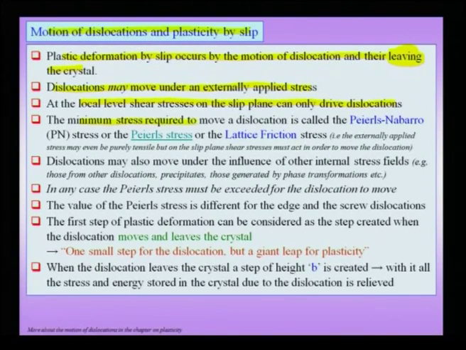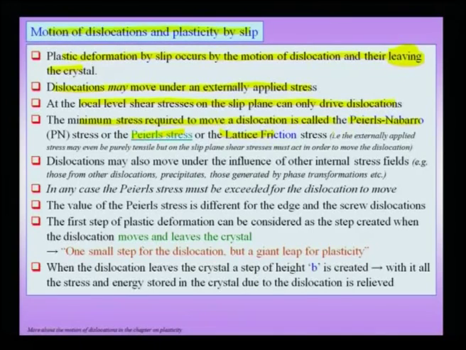The minimum stress required to move a dislocation is called the Peierls-Nabarro stress, or in some other contexts it is also called the Peierls stress or the lattice friction stress. This is the bare minimum shear stress I have to apply at the atomic level on the slip planes so that plastic deformation can be initiated.